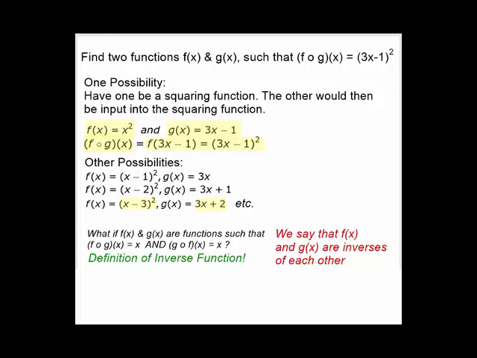Now, continuing with this idea, whenever we have f of x and g of x such that the composition of f with g of x equals x, and also g in composition with f of x equals x, we say that f of x and g of x are inverse functions of each other. That is the definition of the inverse function, and I have an example of this.